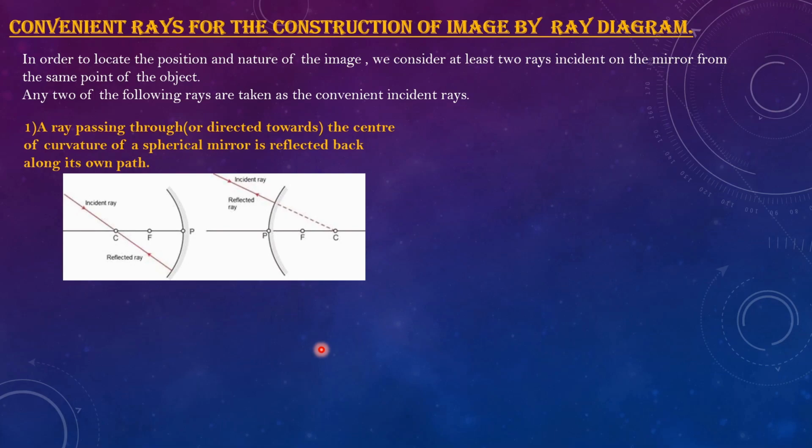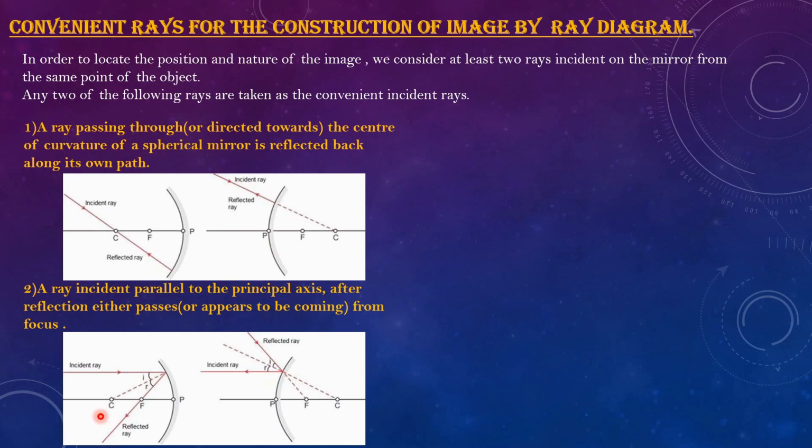Number 1. A ray passing through or directed towards the center of curvature of a spherical mirror is reflected back along its own path. That is, when an incident ray passes from the center of curvature towards the spherical mirror, the reflected ray always passes through the center of curvature of the same spherical mirror in the same direction for both the cases of concave and convex mirrors.